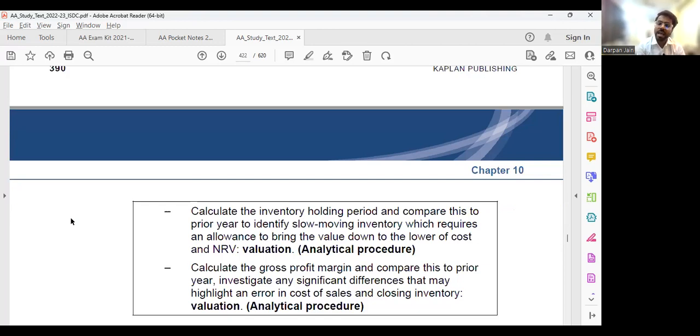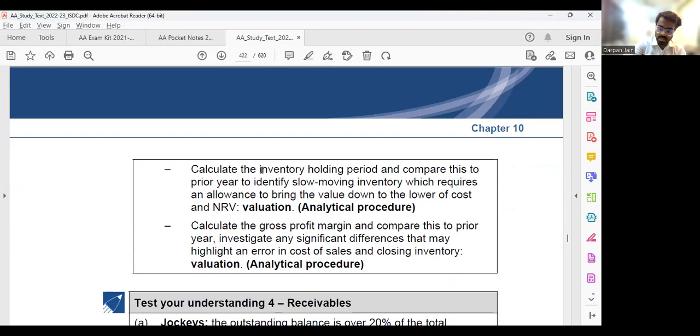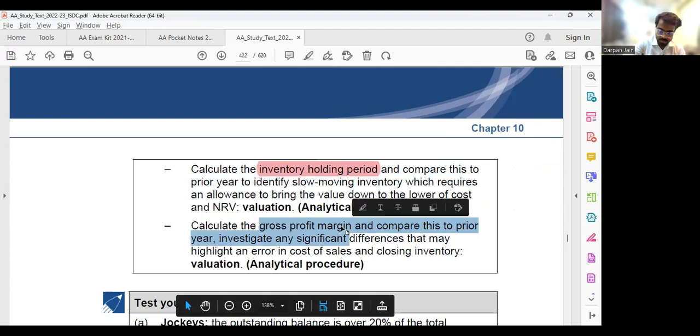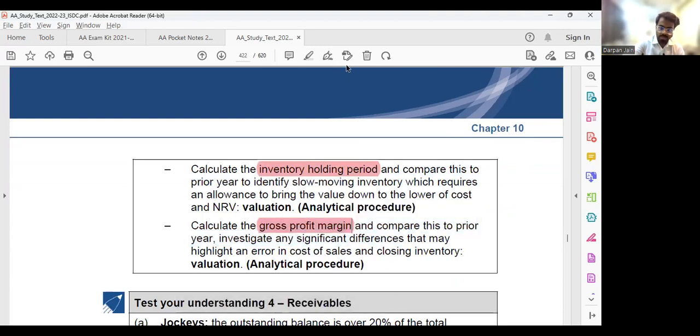And the next two procedures are analytical procedures, where you're comparing this year's information to last year's information with the help of two things: inventory holding period and gross profit margin. You're calculating inventory holding period and gross profit margin of this year and last year and seeing whether there is any unusual fluctuation. Analytical procedures that we've already seen while we discussed our evidence chapter, right?